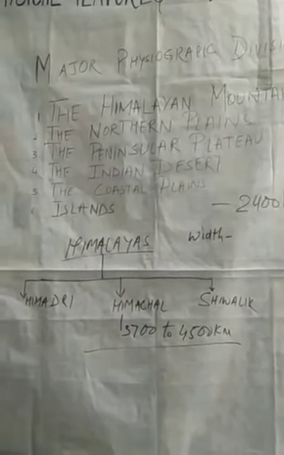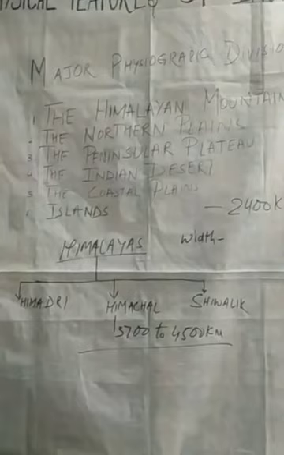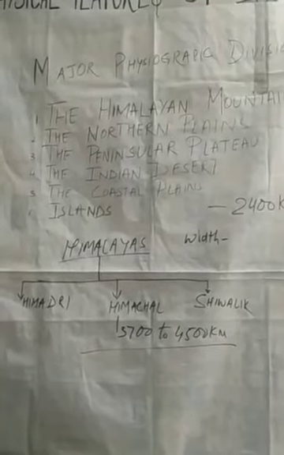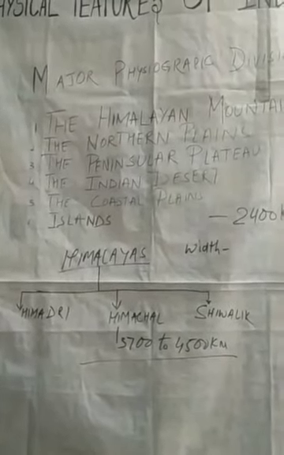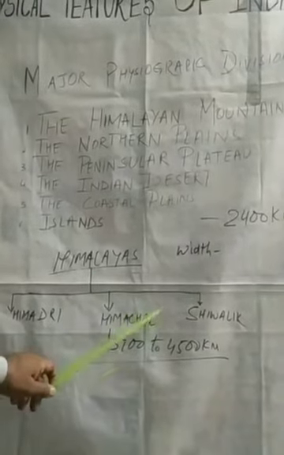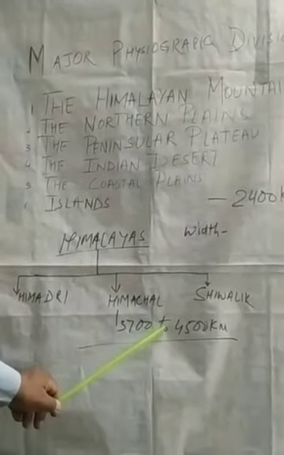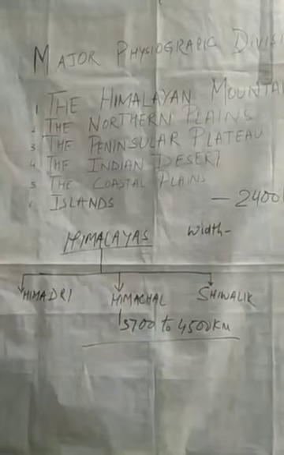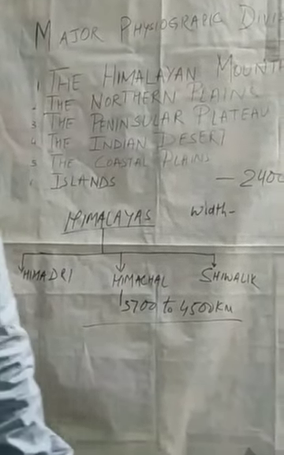The range consists of the famous valleys of Kashmir, Kangra, and Kullu Valley in Himachal Pradesh. This region is known for its hill stations. Himachal is very well known for its hill stations.